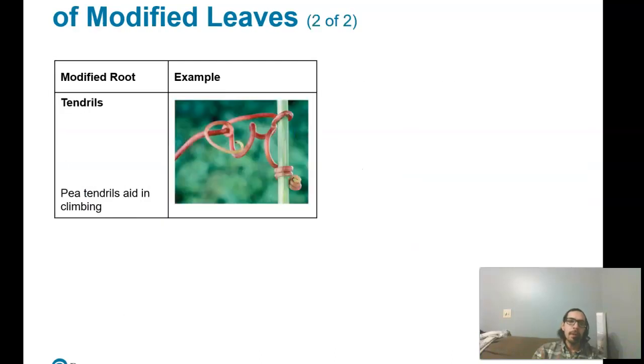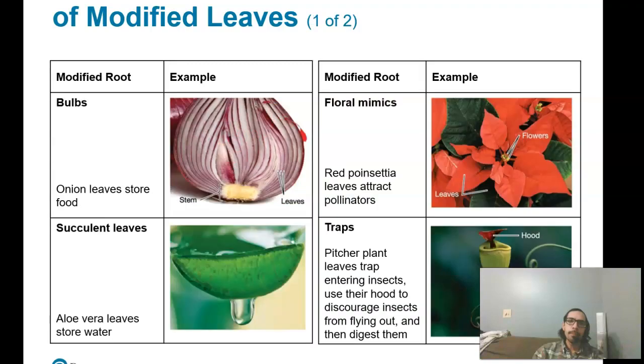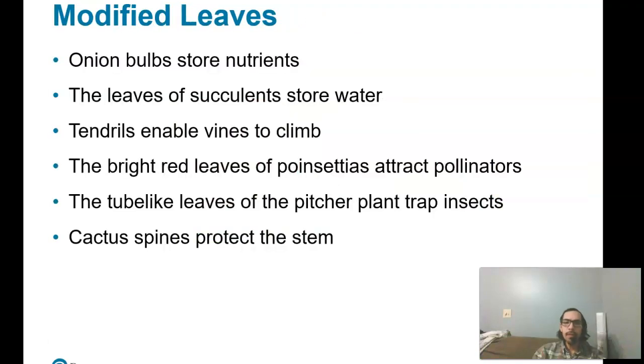And then you have the tendrils, like the pea tendrils that help it attach itself to substrates. And then finally, you have the cactus spines. So obviously, these are to protect the stem.